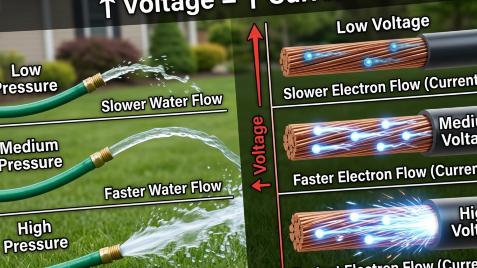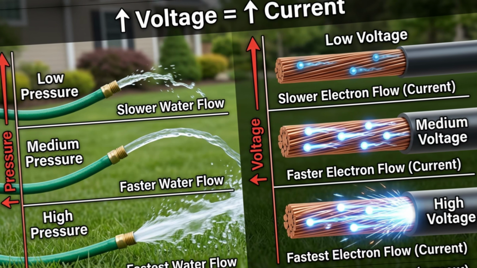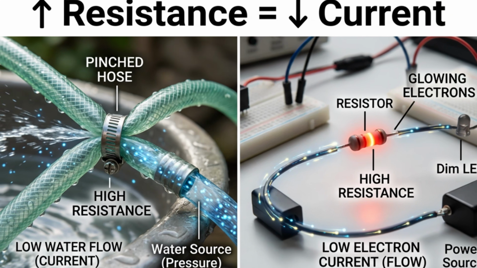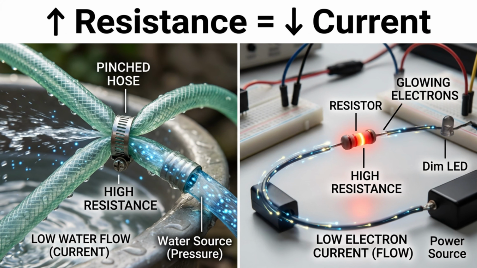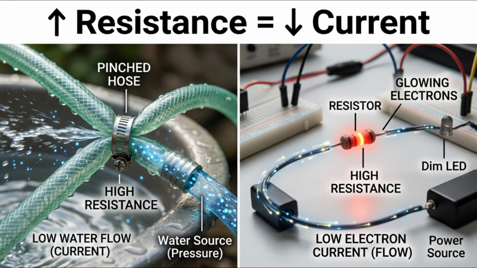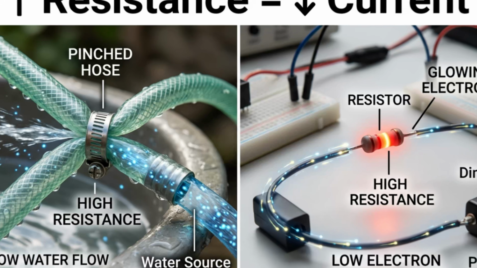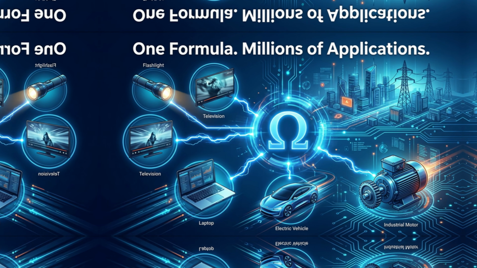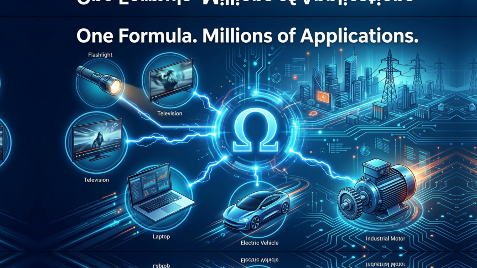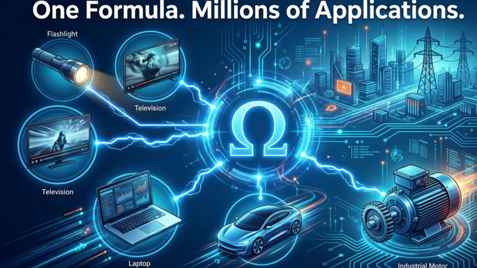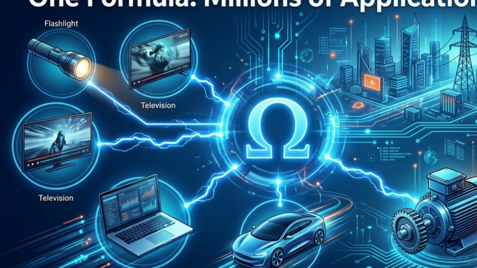The same thing happens in an electrical circuit. Increase voltage, and current increases. Now imagine squeezing the hose tighter. The pressure remains the same, but less water gets through. That's exactly what increasing resistance does inside an electrical circuit. This simple relationship explains almost every basic electrical circuit, whether it's a flashlight, a television, or a giant industrial machine.